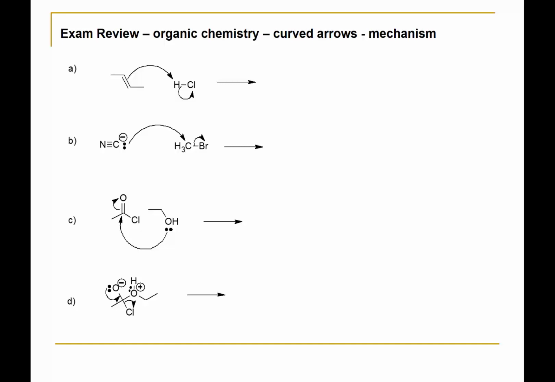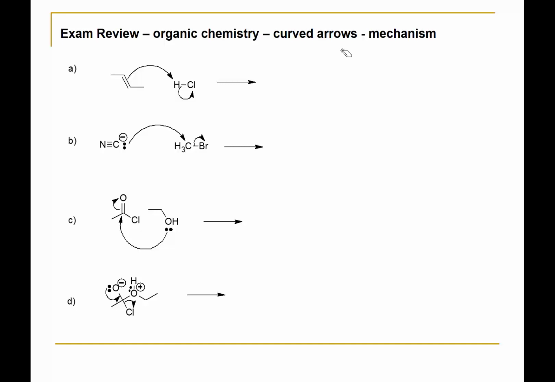In this video, we'll review the use of curved arrow notation to work in reaction mechanism. I'm going to go through these 4 examples. As we go through these examples, you'll see that it'll be useful to keep in mind that essentially curved arrows are going to represent 3 different kinds of changes.